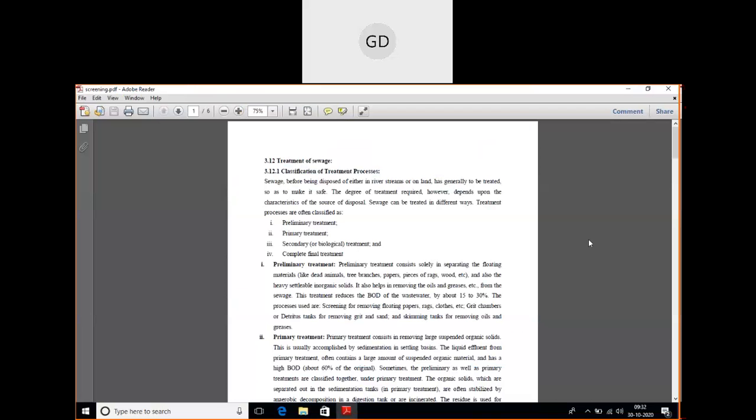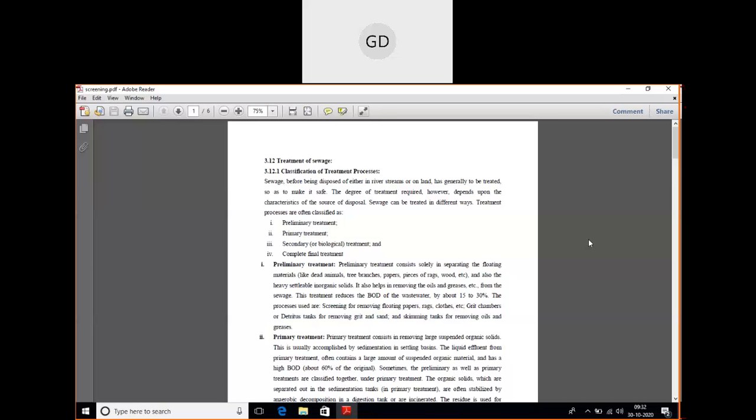Okay, so this is about your treatment of sewage. We are going to start with the treatment of sewage. Before the sewage is disposed of into rivers, streams, or land, as I already told in the previous classes, it needs to be treated, so that the river water or the land is not polluted.